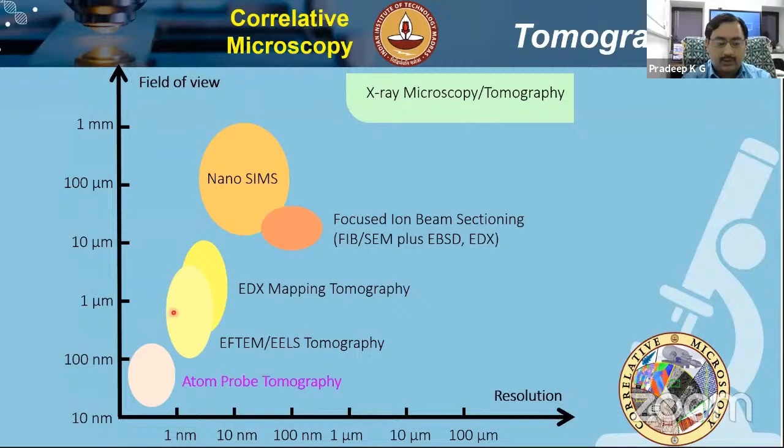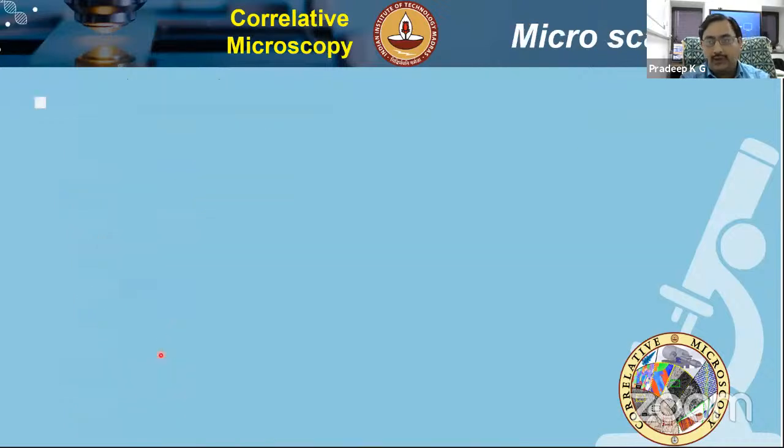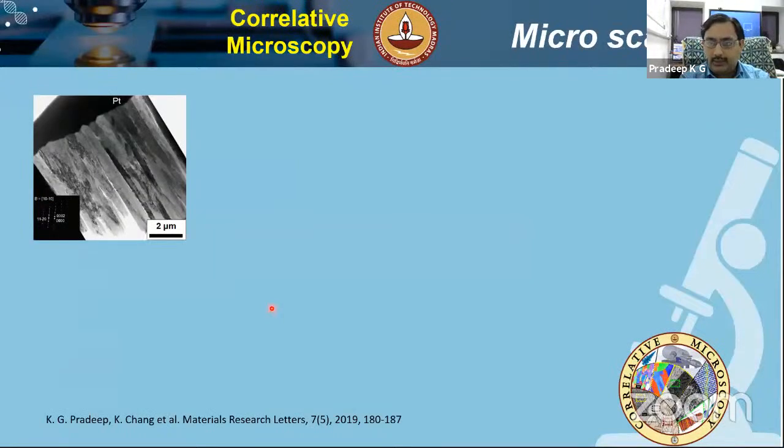So this means we may be able to resolve atoms in materials with a limited field of view, but what we need is their accurate positioning. So if we now go into the micrometer scale, that means we can use electron microscopes to look into large fields of view, and this is a thin film structure where you can now see there are different grain orientations.